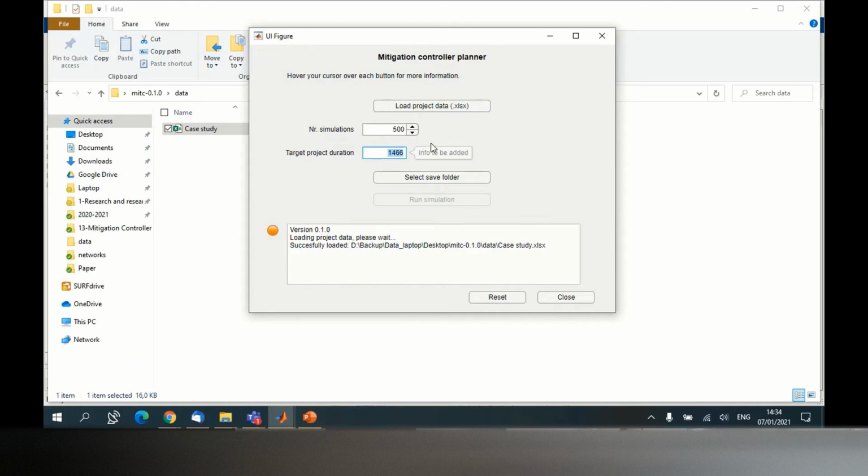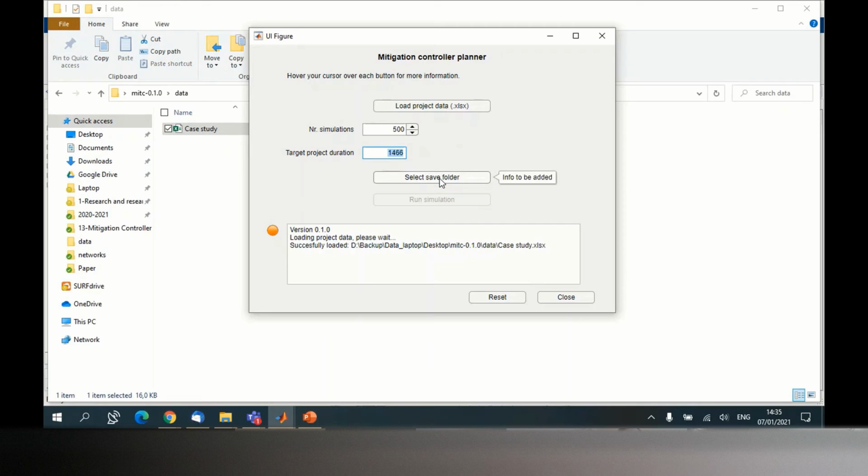And the target duration, my preference: I would like to finish my project within 1,466 days, because this was the duration in the contract that I signed. So I want to stick with it. That's why I inserted it here. However, my actual duration of the project is most likely going to be completed within probably 1,600. So that's why I want to do the mitigation. I want to keep it back to this number.